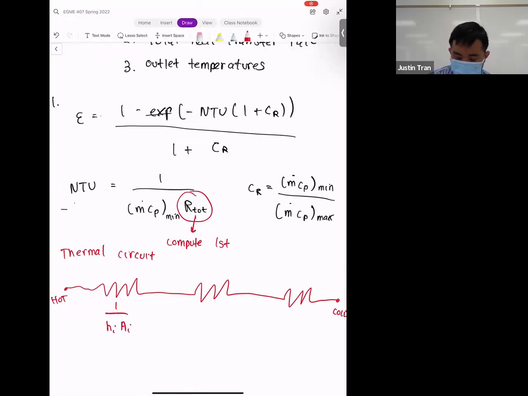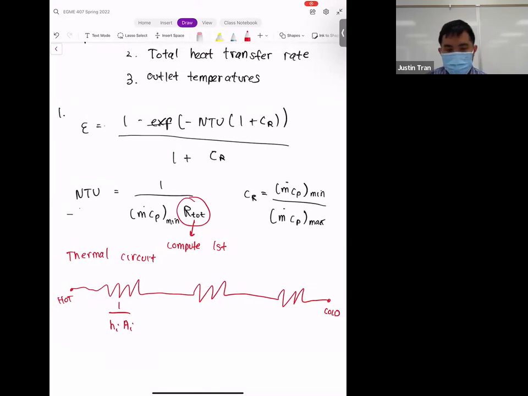Okay. And so you have 1 divided by hi times Ai, right? Where hi is the convection coefficient for the inner fluid, and Ai is the inner surface area. Then we have the conduction resistance going through the wall. The conduction resistance is going to be ln of (di plus 2t) divided by di, multiplied by 2 pi k L.